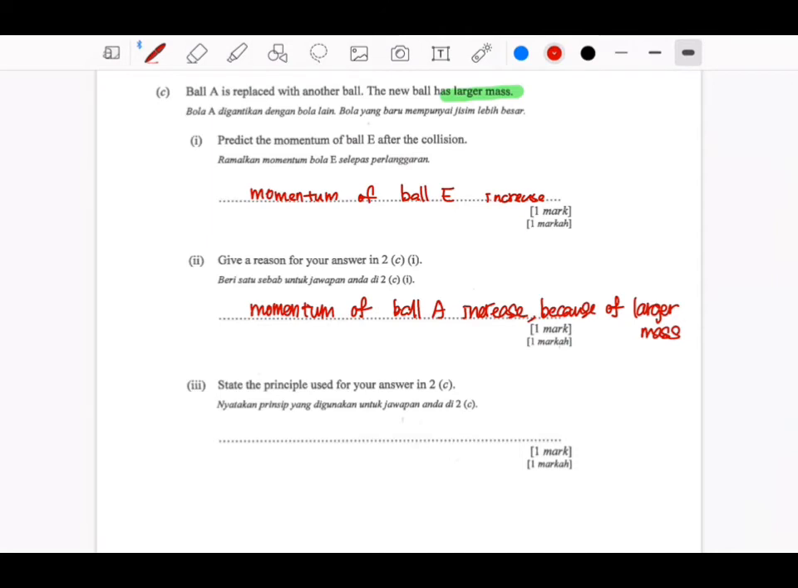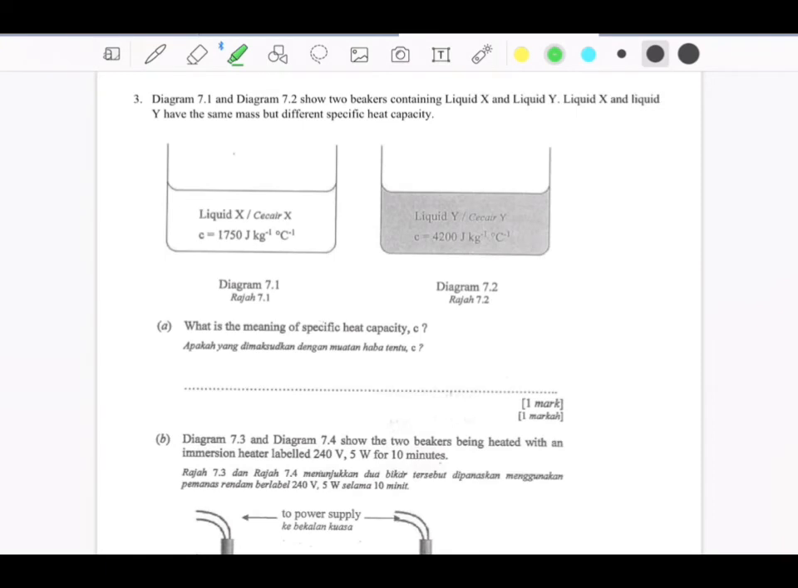State the principle used in your answer. So this is the principle of conservation of momentum. Principle of conservation of momentum tells us that the total momentum before collisions will be equal to the total momentum after collisions. Question 3 is regarding the specific heat capacity. So now we have two different liquids, X and Y. They have the same mass but different specific heat capacity. A, what is the meaning of specific heat capacity?